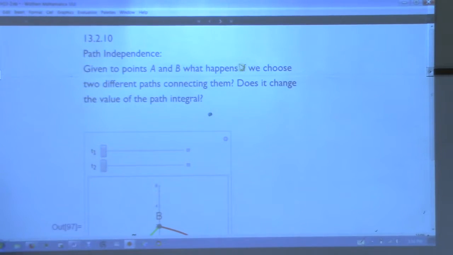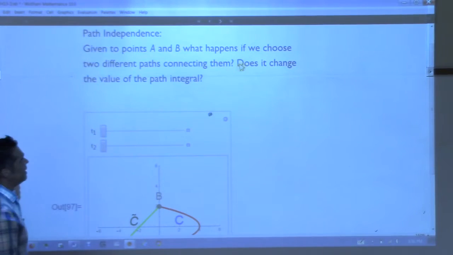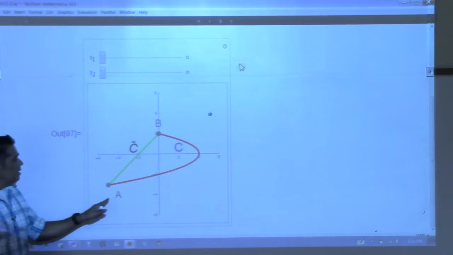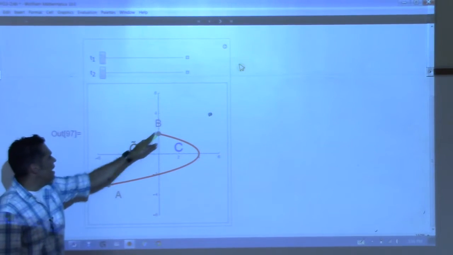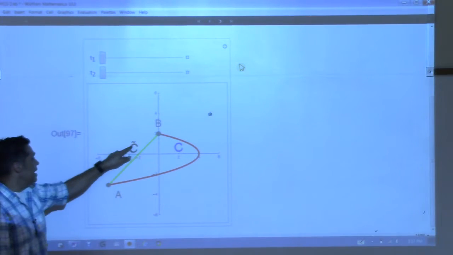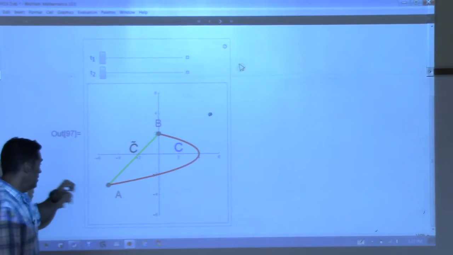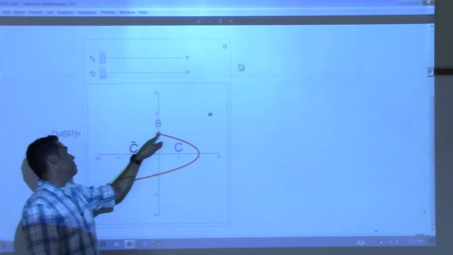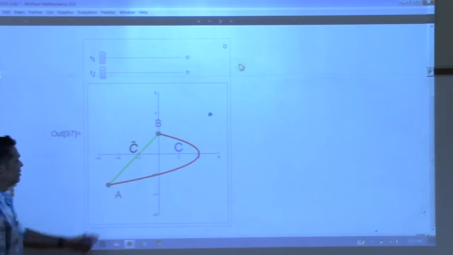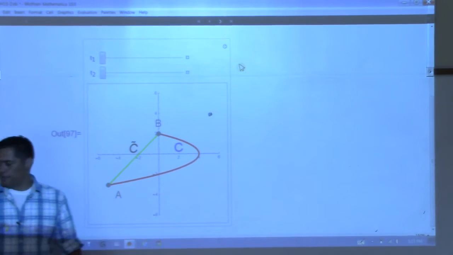All right, now here's a more profound question: path independence. Let's say we have two points, A and B, and we connect them with two different paths. If I want to go from A to B, I could go along a straight line segment. That's one way I could go. I'll call that C tilde. And then another path curves around and comes back. Do you think that the line integral along those two curves will give you the same answer?